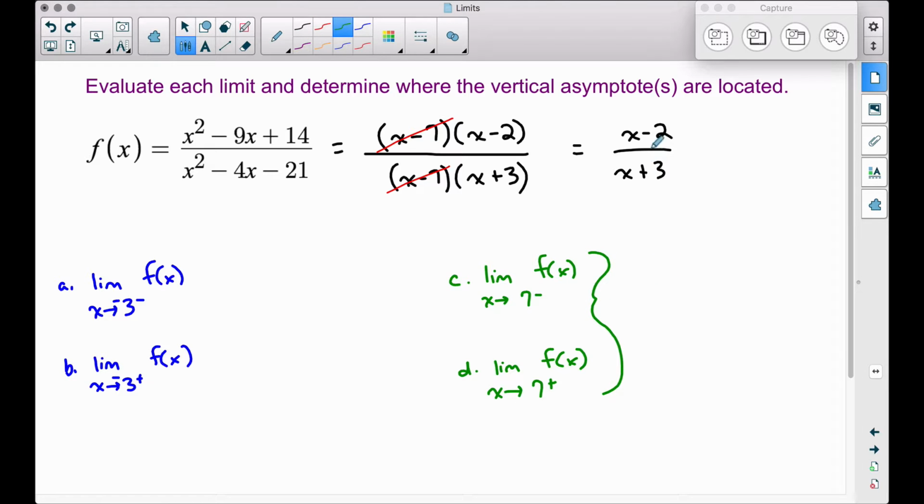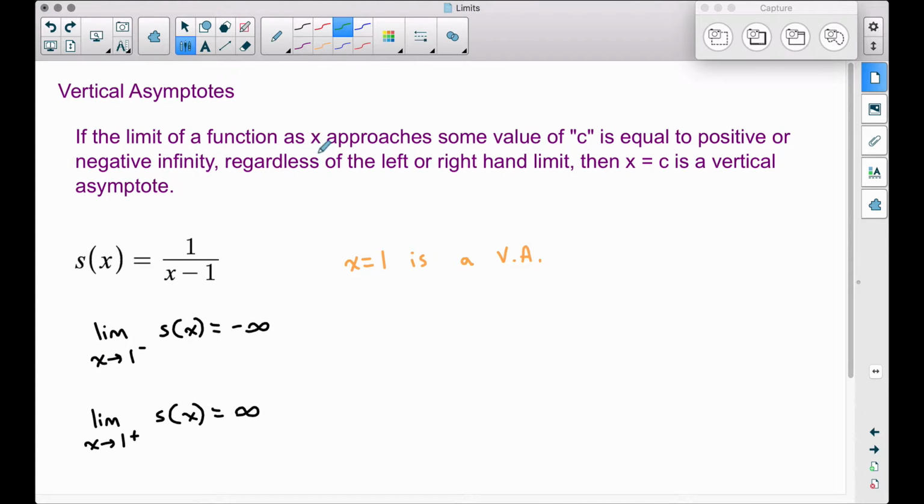Let's plug 7 into this function. 7 minus 2 is 5. 7 plus 3 is 10. So we get 1/2 for a limit. Now, this is not going to be a vertical asymptote, because remember this: by definition, as x approaches some value c, if that limit is equal to positive or negative infinity, boom. It's not, so we don't have a vertical asymptote.